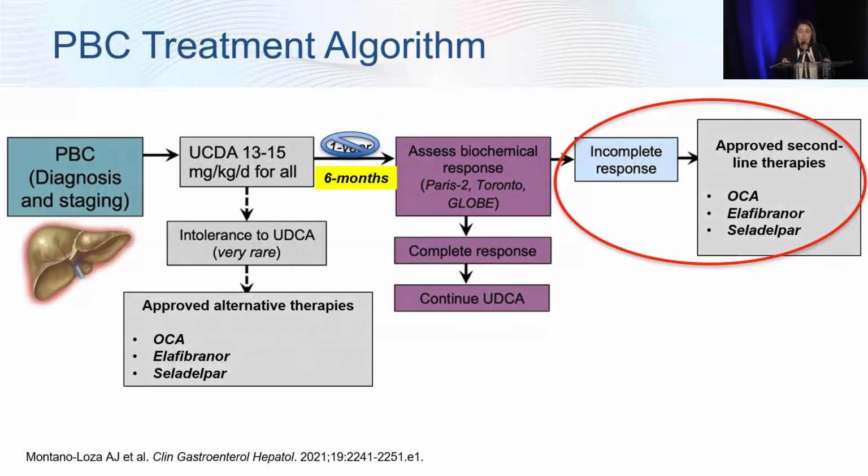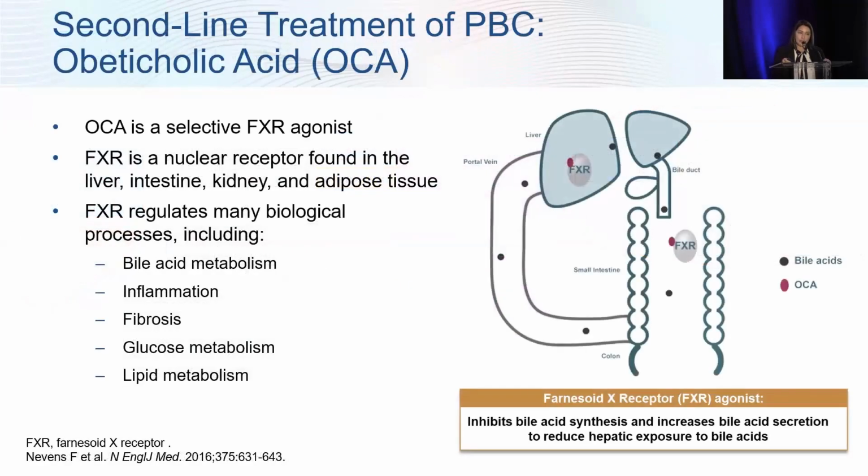So this is a little bit of a treatment algorithm graphic that's different than that first one, but the red circle is showing you where we are in this pathway, right? JJ's had an incomplete response. So now we're going to talk about the newer second line therapies that have been approved. Well, first talking about the one that's been around for a little while.